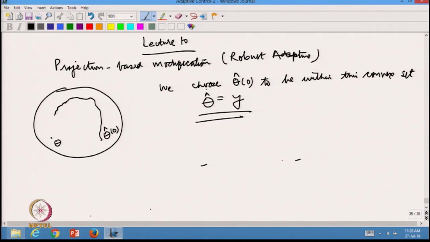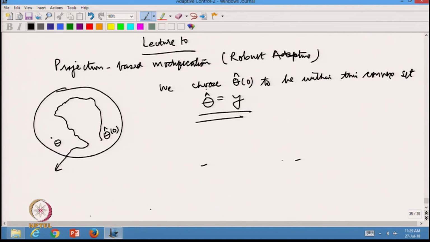And then as long as it is within the convex set, there is no problem, we continue to use theta hat dot equal to y, but when it tries to come at the boundary, when it is at the boundary and it is trying to point outside, that is where we want to project it back into this convex set. Okay. So, how do we detect that this theta hat is on the boundary and is trying to go outside?